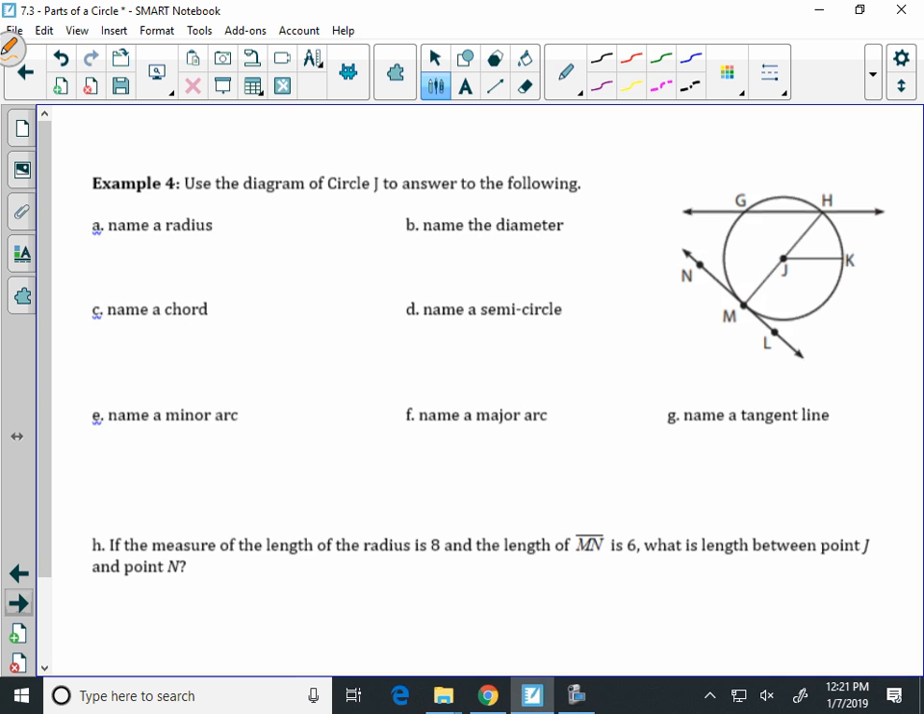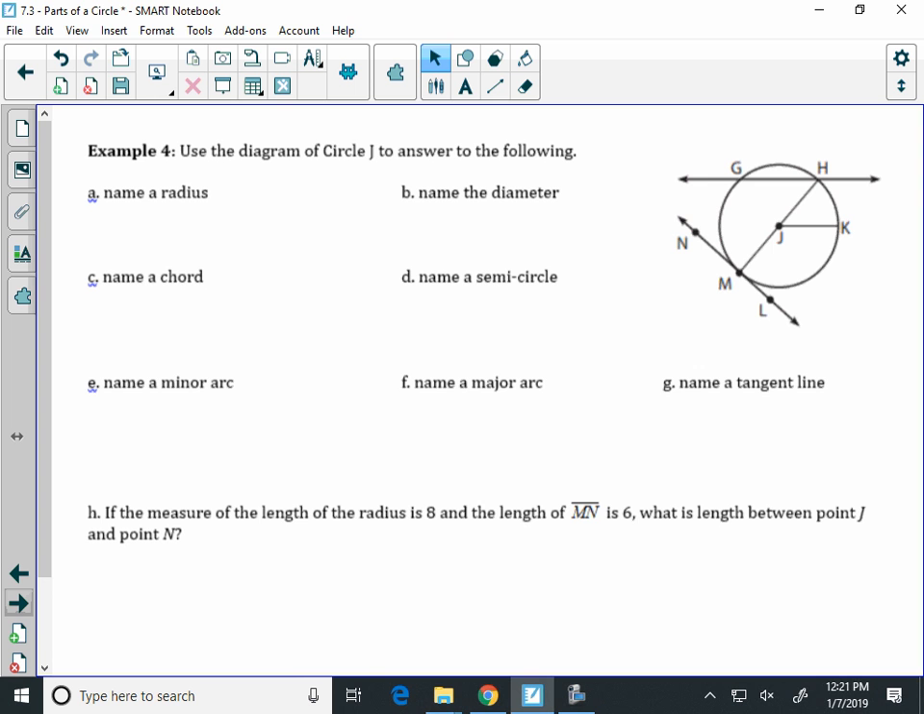So this last example, we're going to tie everything together in one big problem. This is what your quiz is going to look like on Wednesday. Keep that. You'll have to practice with it too. But it's going to be found in one big problem. Use a diagram of circle J to answer the following.